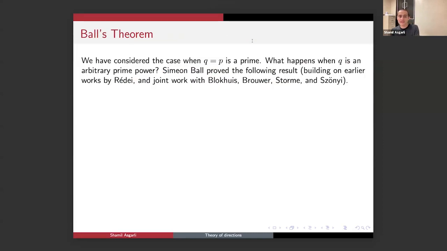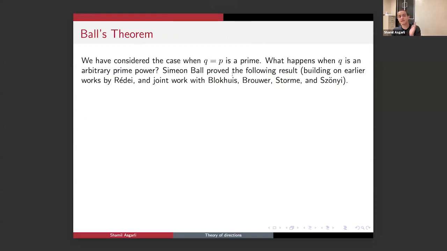Now, what about the case when q is not a prime? So what happens when q is an arbitrary prime power? Simeon Ball proved the following pretty incredible result. This is going to hold for all prime powers.